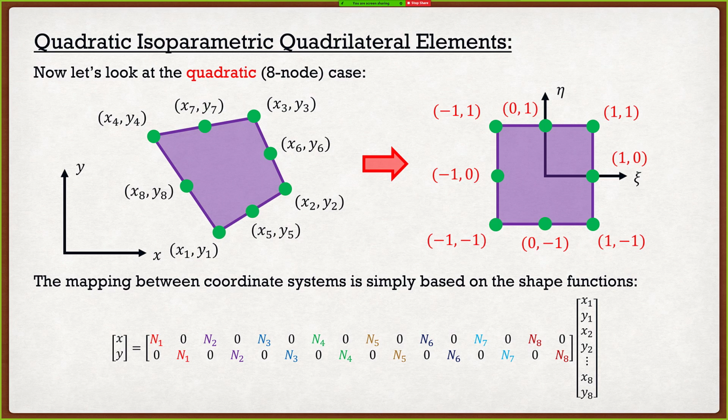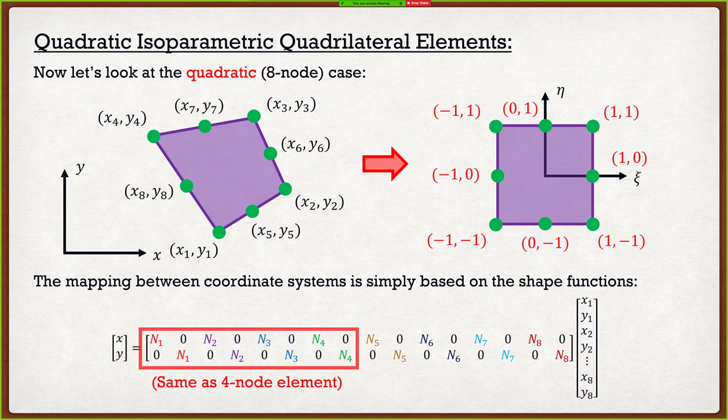If we look at the x component, it's n1, 0, n2, 0, n3, 0, and it just goes on and on for however many shape functions you have. If we look at the y component, same thing: 0, n1, 0, n2, 0, n3, and that just goes on for however many shape functions you have. Compared to what we had in our 4-node elements, the first part is exactly the same, and all we did was tack on those additional 4 shape functions. If we somehow had 20 shape functions, all we need to do is keep expanding it.